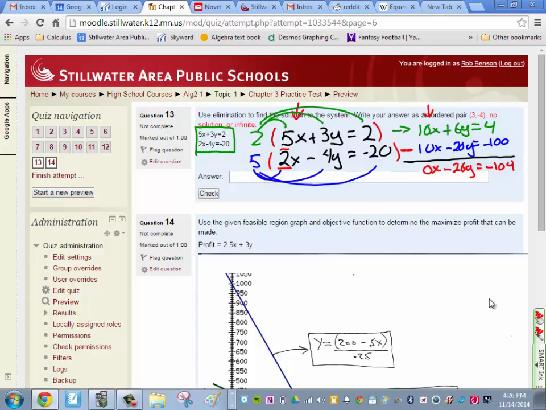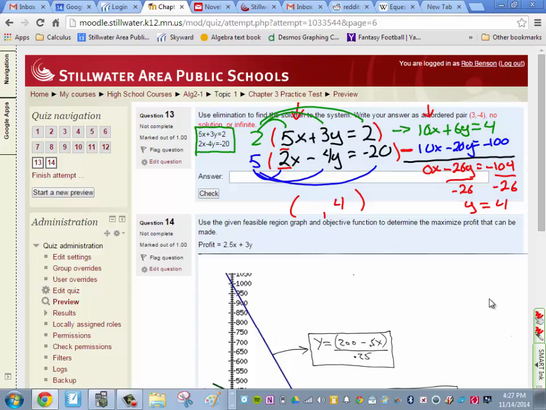Now, check this out. We're going to divide both sides by negative 26. Divided by negative 26, and did you know that that is equal to positive 4? So we got our y coordinate. We know our y coordinate is 4. Now we got to get our x coordinate.